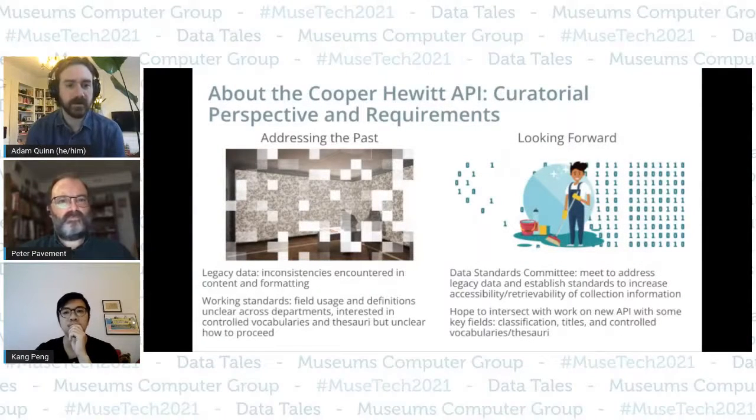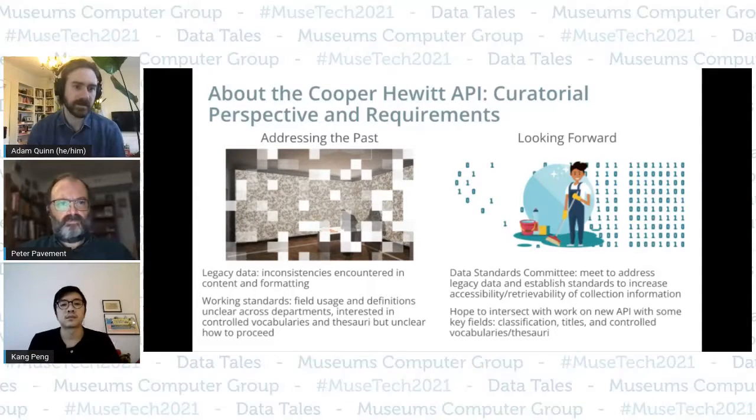So right now, with this project, we're really addressing the past, looking at this legacy data, how the data was originally modeled, working with the Data Standards Committee to make sure that even if we update the API itself, we want to make sure that the data is correct. So this project is really looking forward to what our data standard needs to be, what the model is, and what the access is through the API.